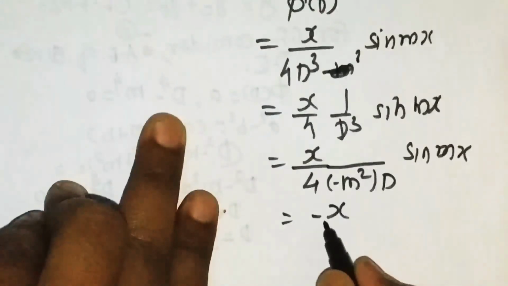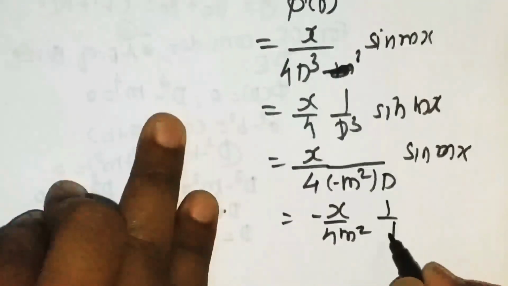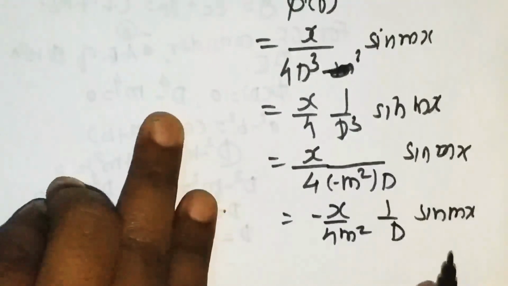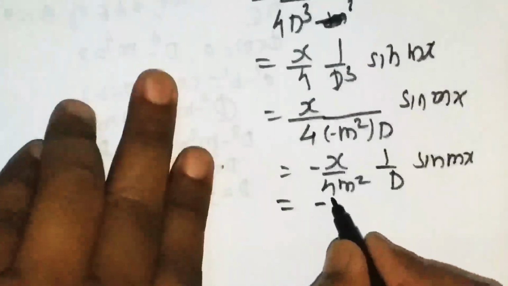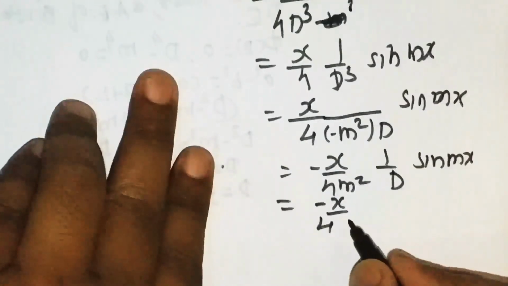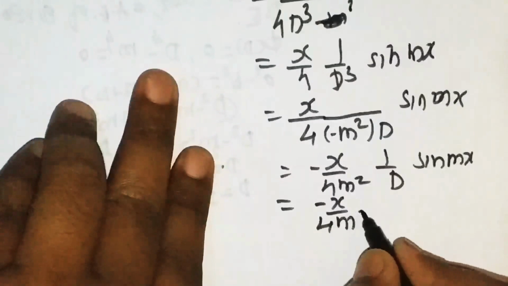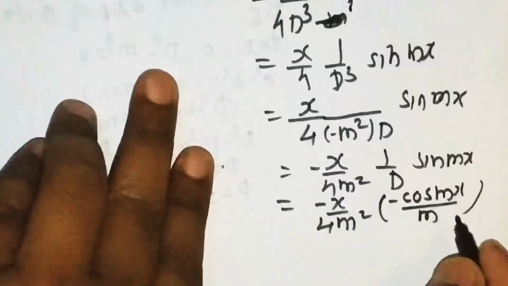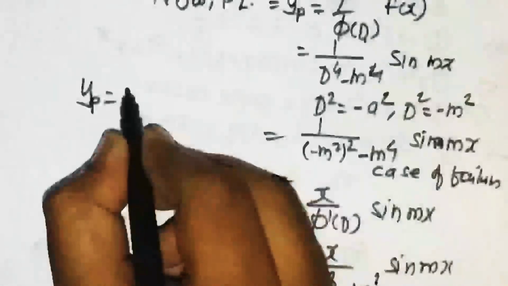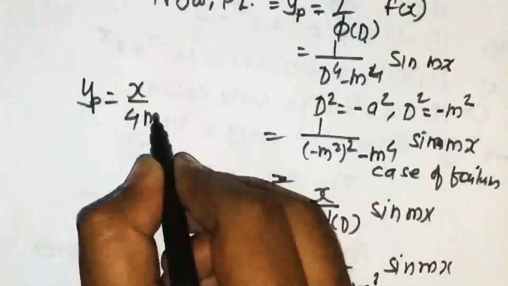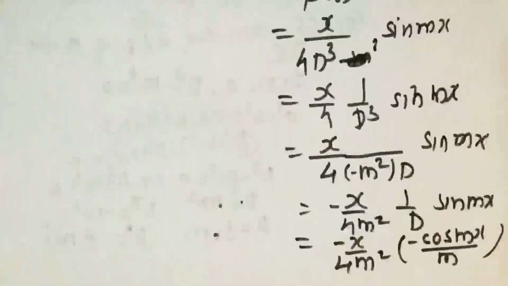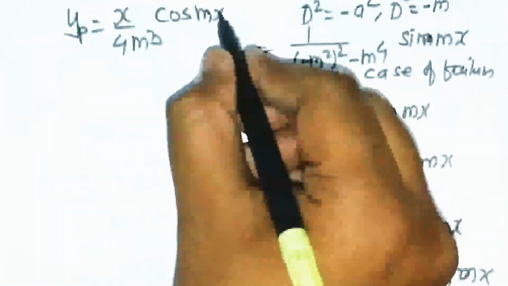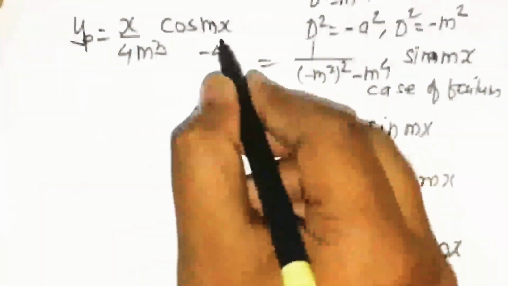Now this is minus x by 4m square times 1 upon D sin mx, and as we have discussed, D is the derivative with respect to x, so 1 upon D is the integration with respect to x of this function. So the integration of sin mx is minus cos mx divided by m, right? So minus minus will become plus, and finally we'll have yp equal to x by 4m cube, cos mx in the numerator. So this is the yp, equation number 4.